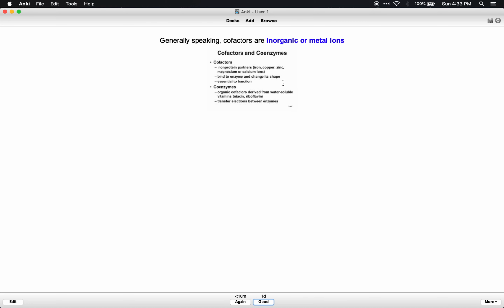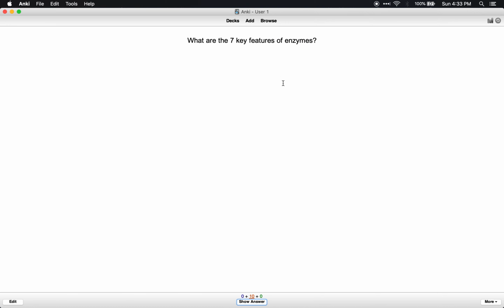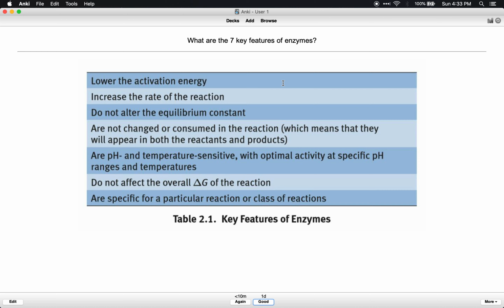Cofactors are inorganic and metal ions. Enzymes are temperature, pH, and salinity sensitive. They do not affect the equilibrium constant or delta G. They're not consumed in the reaction at all, so they show up on both sides of the equation. They speed up reactions and stabilize the transition state by lowering activation energy.